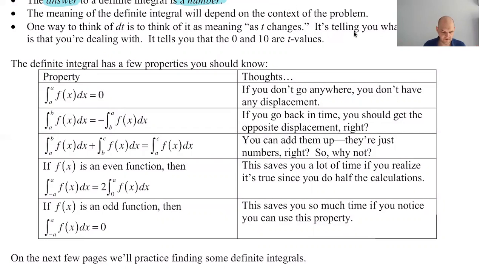So the definite integral from a to a, like if your velocity is whatever, and you want to know what's your displacement on the time interval from t equals 5 to t equals 5. T equals 5 is one time. There's no displacement. So you're just going to get 0.